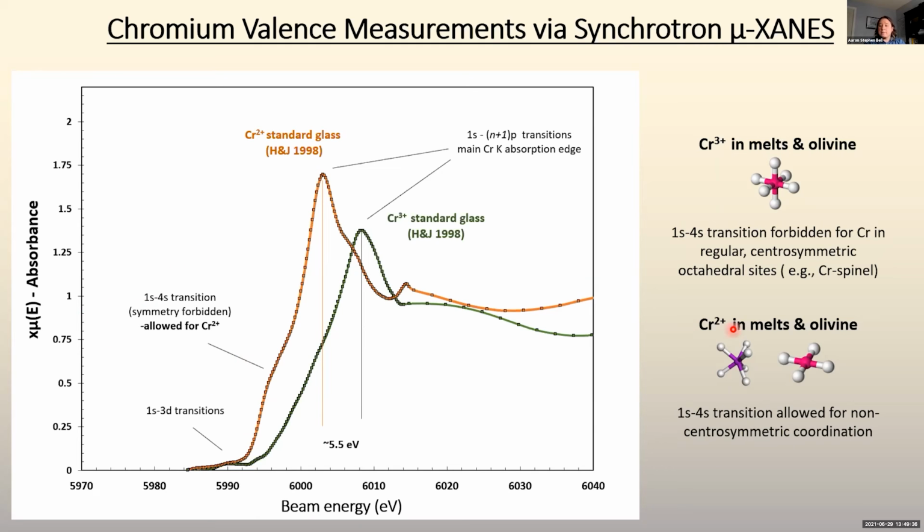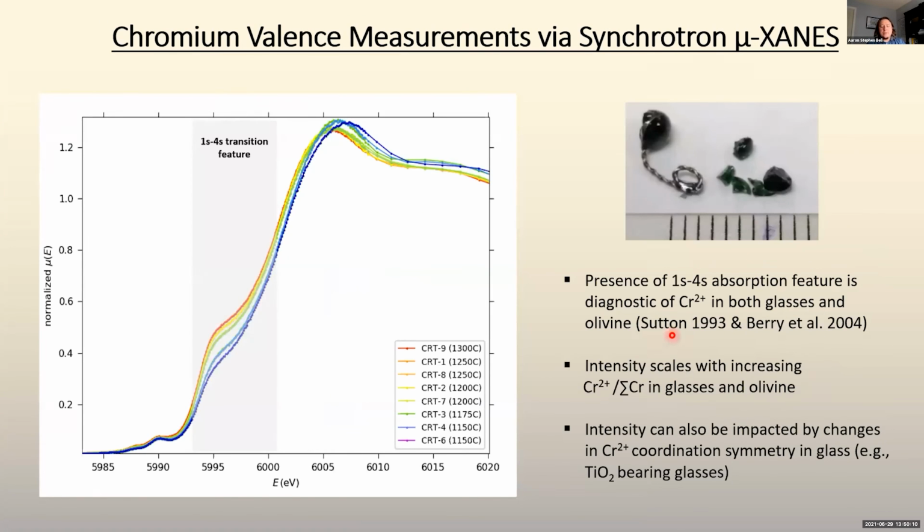But it turns out chromium 2 plus that's present in melts and olivine adopts an interesting range of coordination states. They range from square planar all the way to highly, highly distorted octahedral coordination states. Anytime you have chromium 2 plus, it never adopts regular octahedral coordination like trivalent chromium does. So this feature on the main edge, this 1s to 4s transition, is important in that it's basically diagnostic of the presence of chromium 2 plus. I'll show you the next slide here. This is a slide that shows the results from a few experiments that I've done.